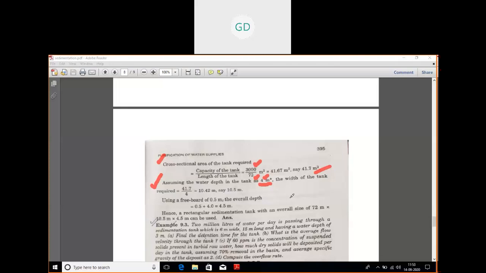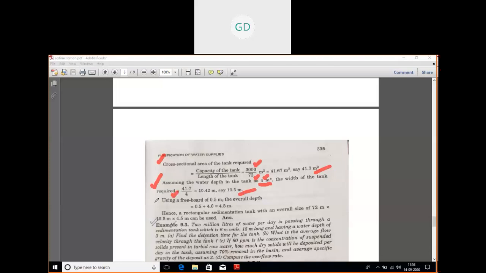So they are taking 4 meter, so the width they are finding is the area 41.7 divided by the depth. If you divide area by depth, you will get the required width of the tank. Now you have got the width, and we have assumed the depth as 4 meter.